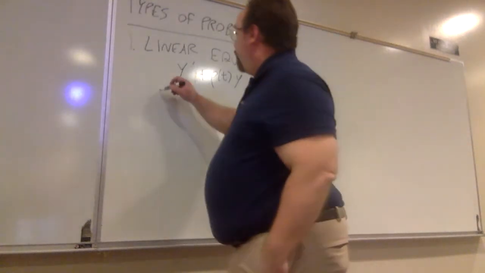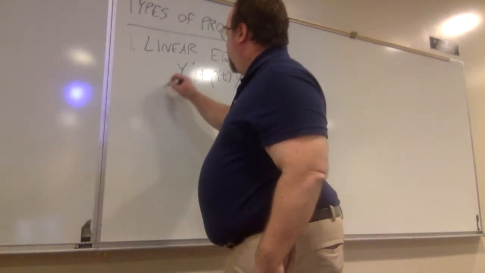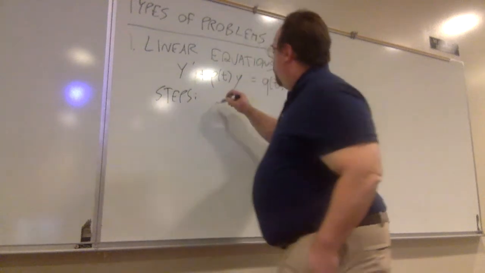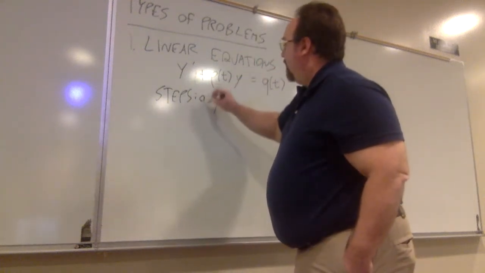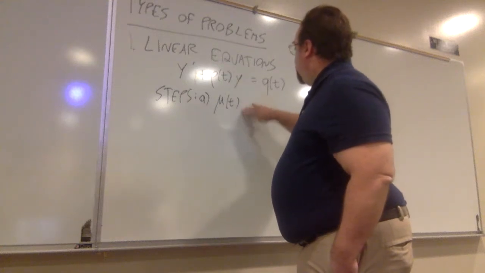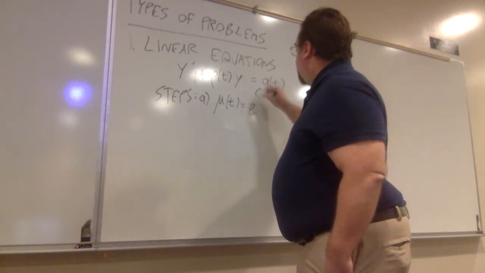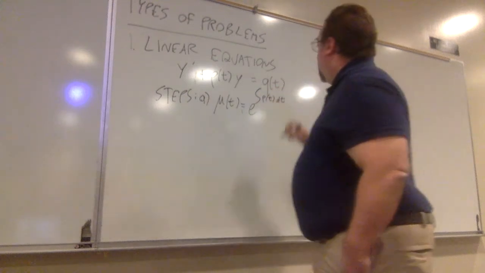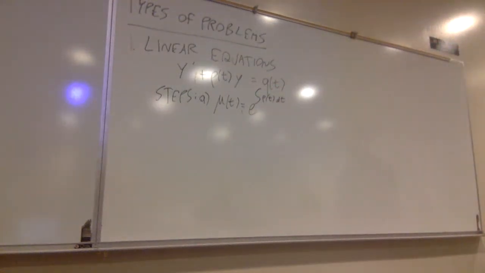So first thing you do, you get your integrating factor, mu of t, and that is e to the integral of p of t dt. And that's very important that that term p of t times y be on the left side of the equation, or you'll get the sign wrong.